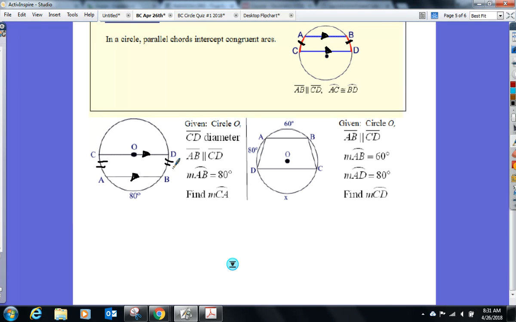So if AB is 80, what's CD again? I'm going strong here to the bell. Stay with me. That's a diameter, so that tells me this arc here will be 180, right? I already have 80. How much is left over? 100 for these two arcs. So each arc has to be 50.